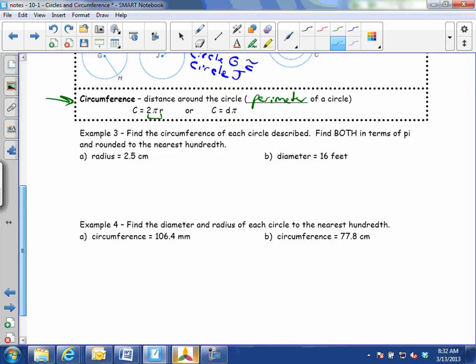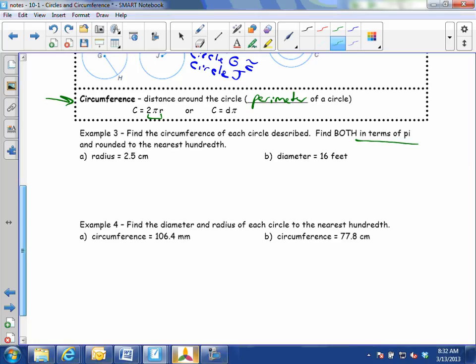Alright, example 3, it says find the circumference of each circle described. Find both in terms of pi and rounded to the nearest hundredth. Let me explain this for just a second. In terms of pi means that they want to see the pi symbol in your answer, and you are not going to multiply it by 3.14. If they say rounded to the nearest hundredth, that means do actually multiply it by 3.14, and there is no pi symbol in your answer. Make sense? So we don't push the pi button, we round it before we multiply by 3.14.